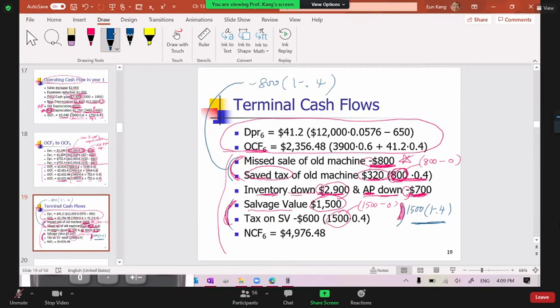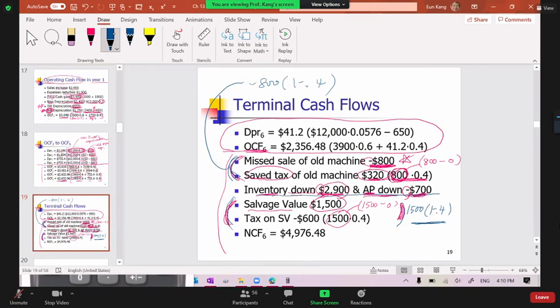Then rather than 1, 2, 3, 4, 5 items, you can have 3 items: the after-tax missed sale of the old machine, the after-tax salvage value, right? Then 1, 2, 3. So this is the net working capital change.